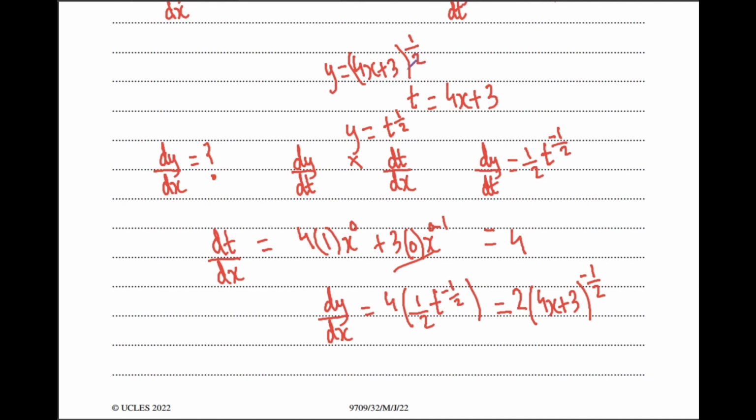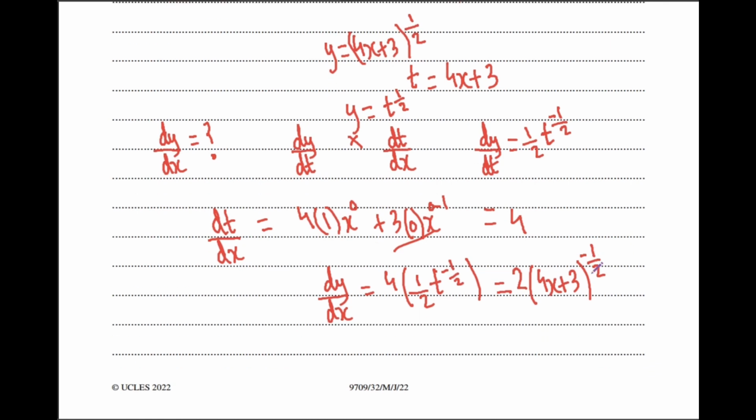We would have no idea how to do this, but as soon as we let t equal 4x plus 3, we take the derivative of t with respect to x, and we get just 4 right here. And we take the derivative of y with respect to t, and we get a half times t to the power negative a half. Multiply them together, you end up getting 4 times a half times t to the power negative a half. 4 divided by 2 is just 2. And we already know what t is. T is 4x plus 3. Put 4x plus 3 back in, with the negative a half power, and that's the derivative.